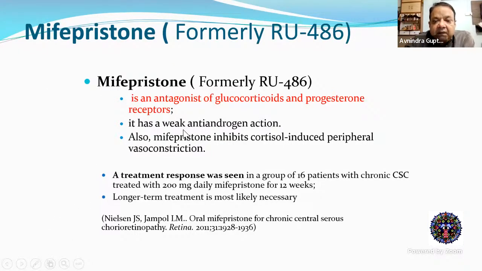Mifepristone is an antagonist of glucocorticoid and progesterone receptors. It has weak anti-androgen action. Also, mifepristone inhibits cortisol-induced peripheral vasoconstriction. Its treatment response was seen in a group of 16 patients with chronic central serous chorioretinopathy treated with 200 milligram daily mifepristone for 12 weeks. Personally, I don't have any experience with this drug.